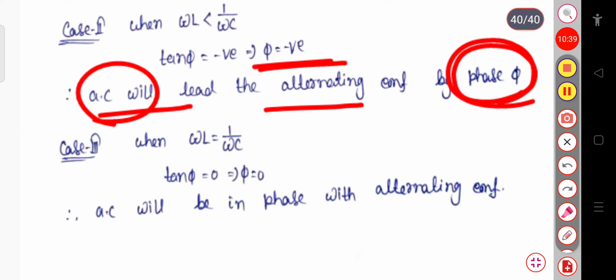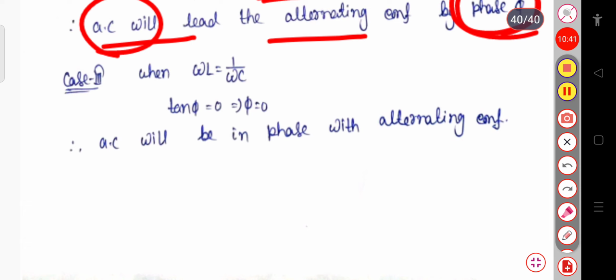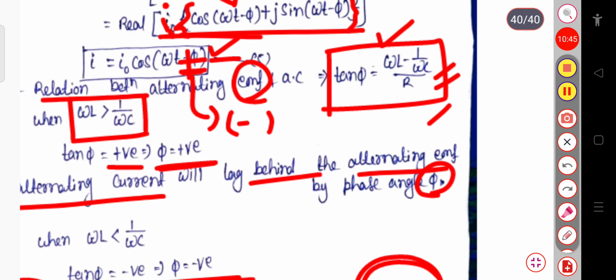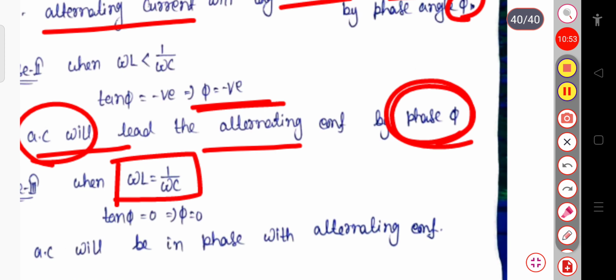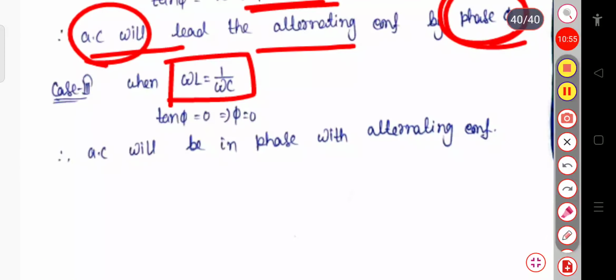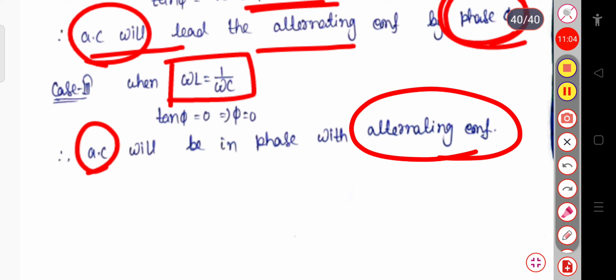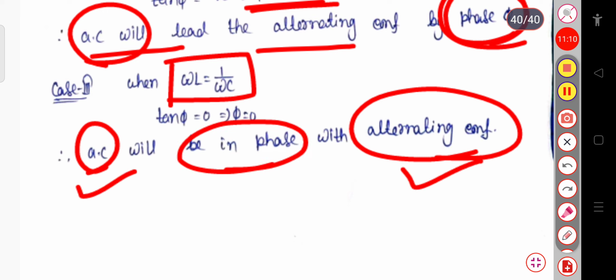Now in the third case, when omega L equals 1 by omega C, tan phi will be equal to 0. When tan phi equals 0, phi equals 0. Then you can say that the alternating current and the alternating EMF will be in the same phase.